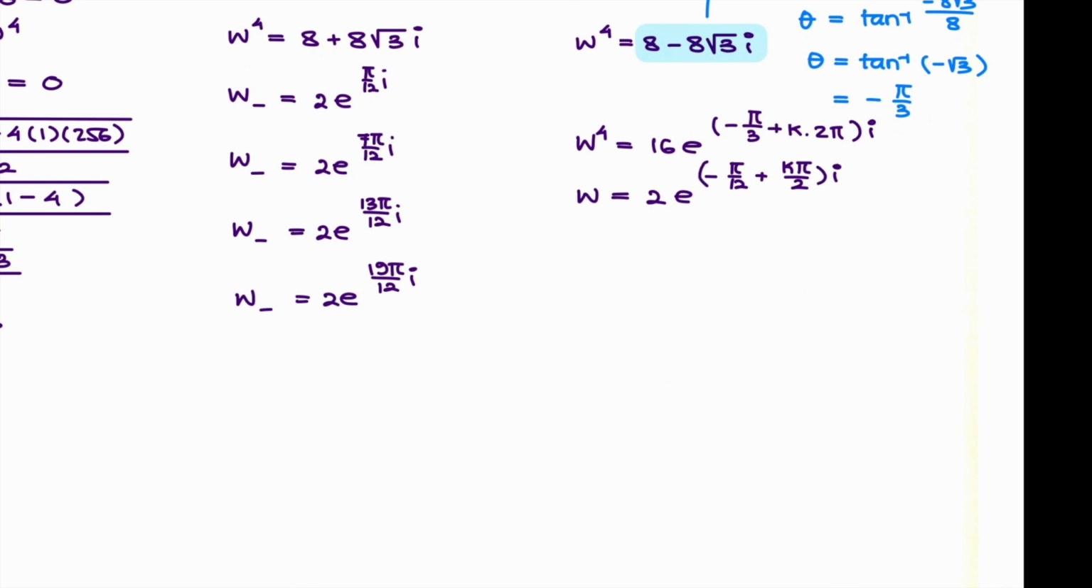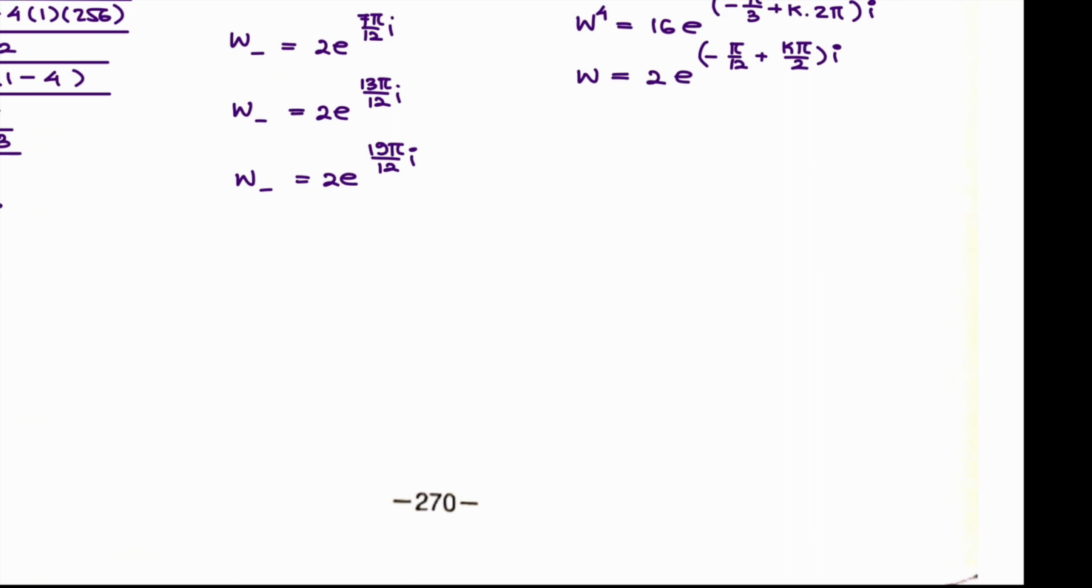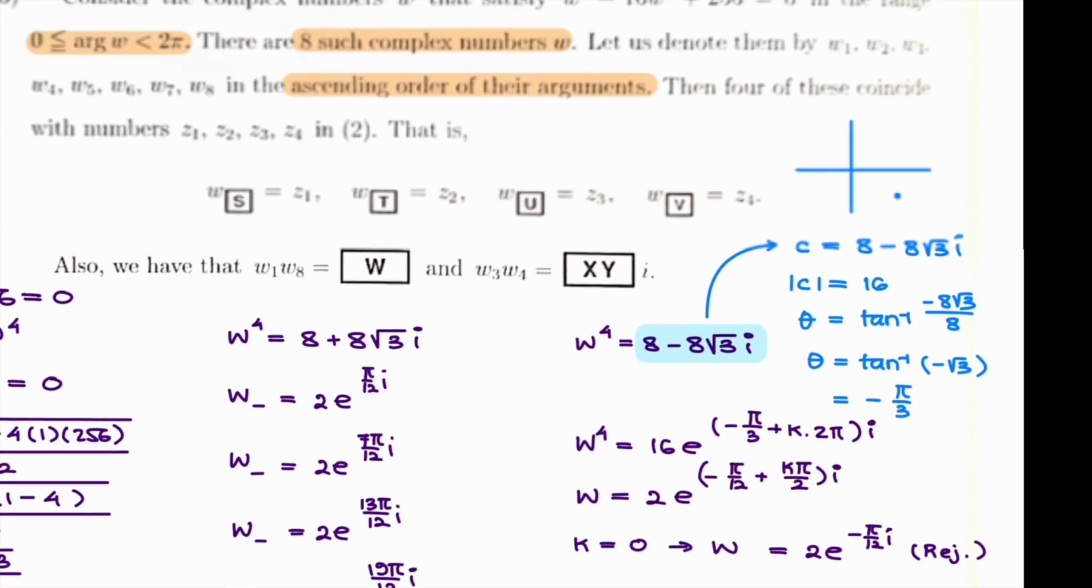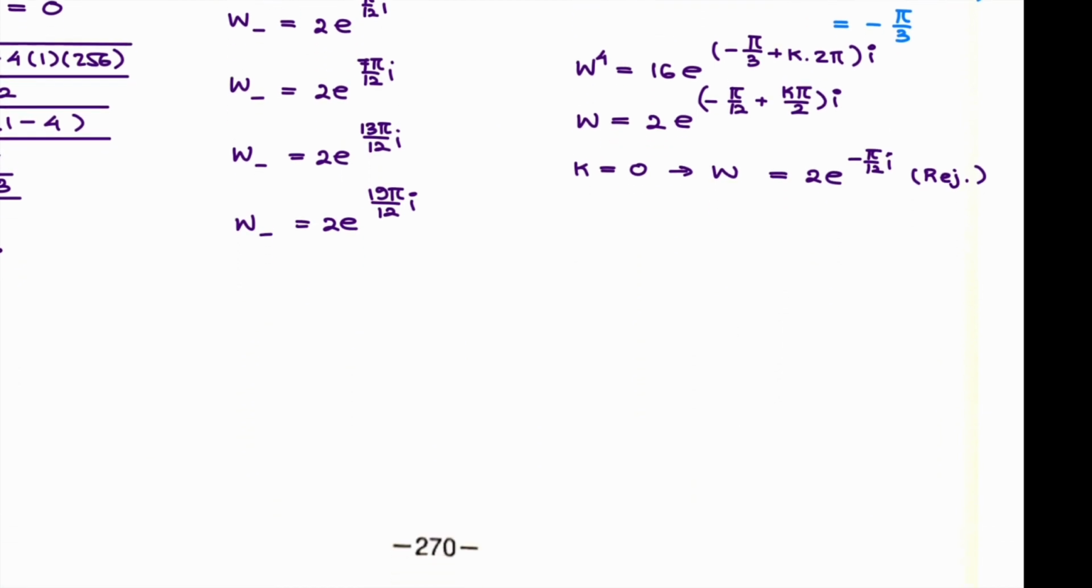And then you can substitute k by using a number, for example 0. But if you substitute it with 0, the argument is negative pi over 12, which is outside the range. So if I write it down, the first one is when k equals 0, you will obtain W equals 2e to the power of negative pi over 12 i, but we should reject this one, because the argument is outside the range of the argument of W.